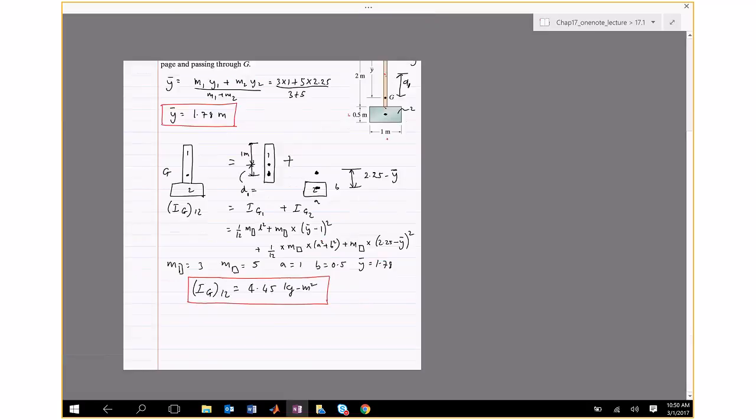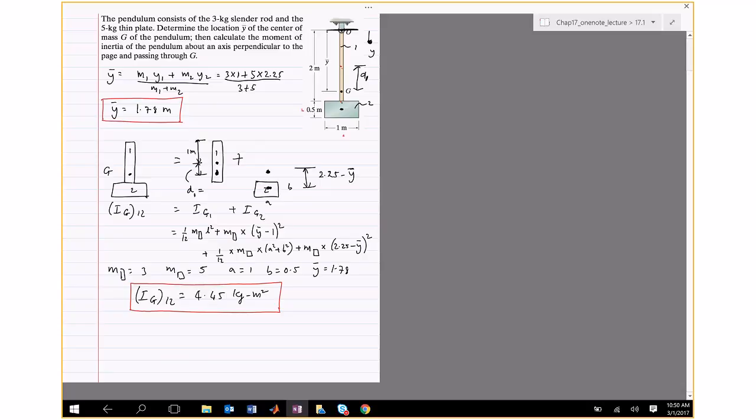So again, to summarize all these problems, you have to think: what are the simplest blocks I can use in order to find the net center of mass as well as the inertia, and those 7 formulas are important.